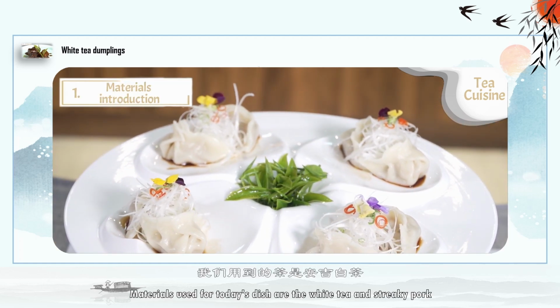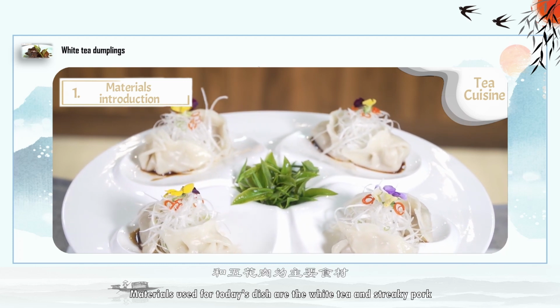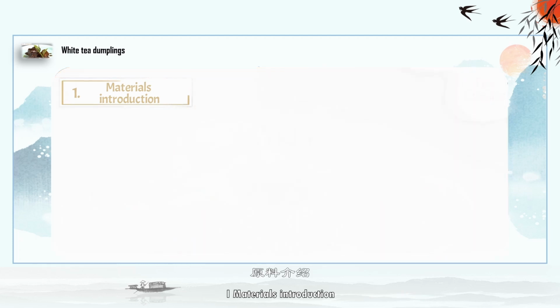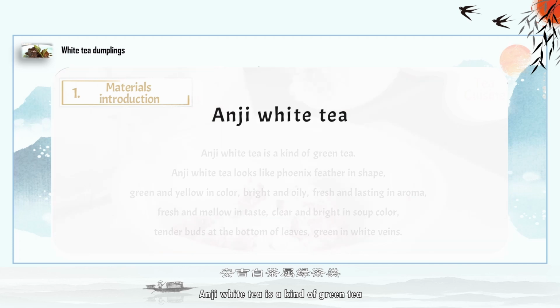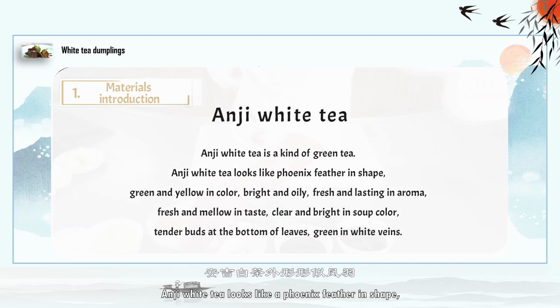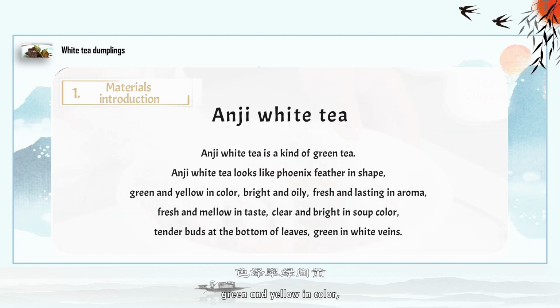Materials used for today's dish are the white tea and streaky pork. Materials introduction. White tea is a kind of green tea. White tea looks like a phoenix feather in shape. Green and yellow in color. Bright and oily. Fresh and lasting in aroma. Fresh and mellow in taste. Clear and bright in soup color, tender buds at the bottom of the leaves, green and white veins.